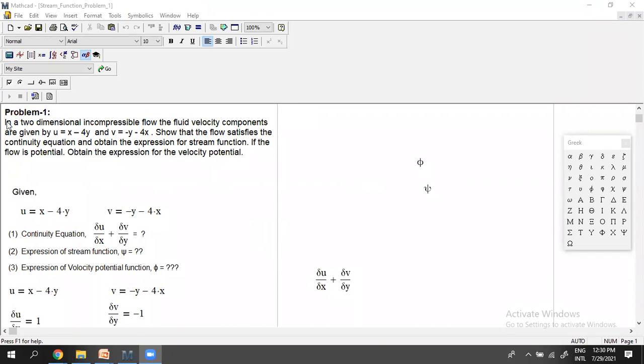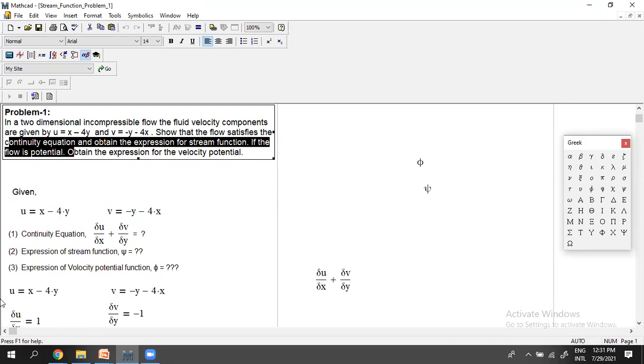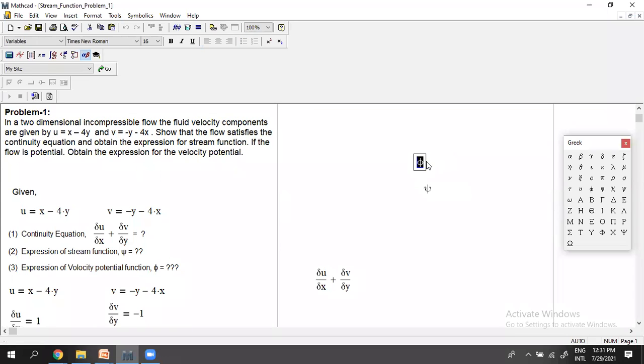It says in a two-dimensional incompressible flow, the fluid velocity components are given, this is U and this is V. Show that the flow satisfies the continuity equation and obtain the functions. So you have to figure out the phi function and the psi function. For two-dimensional flow, this is the continuity equation. Given U equal to this one, V equal to this one, the continuity equation is this one.